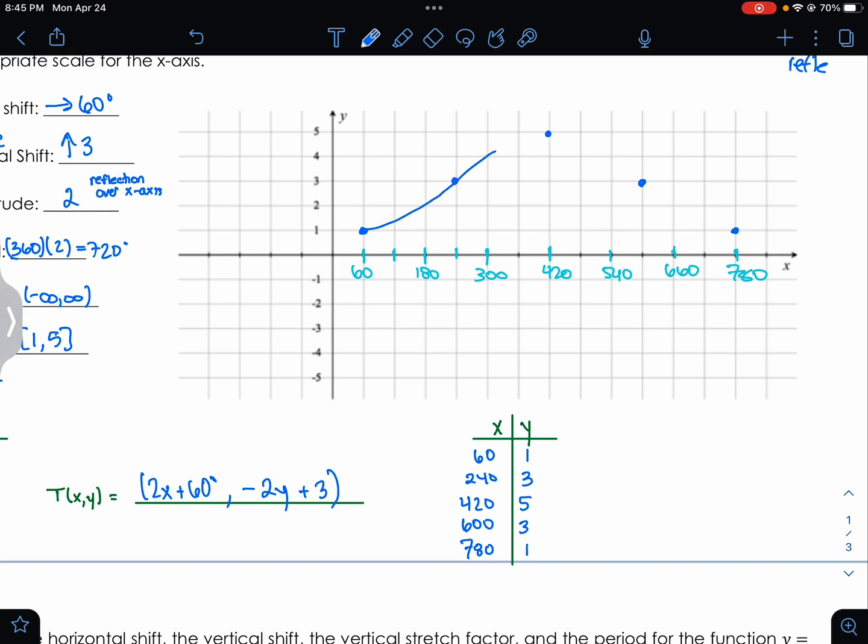And you go ahead and connect your points with a smooth curve. Again, no V shapes here. And then you have your graph.